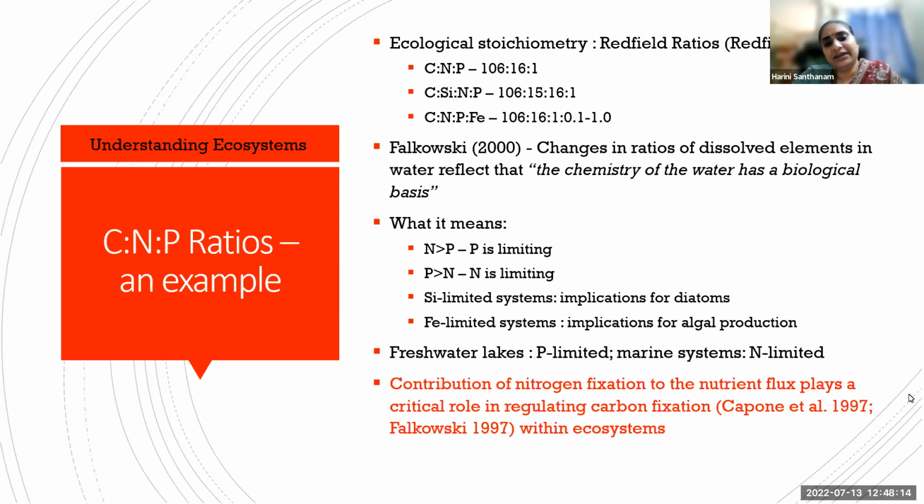So in 2000, Falkowski said the changes in the ratio of dissolved elements in water will reflect that the chemistry of water has a biological basis. This is a very, very interesting advancement, which also parallels our understanding of what an ecosystem is. What it means is that if nitrogen is greater than phosphorus, say in water, phosphorus becomes limiting. If phosphorus is greater than nitrogen in its elemental state, nitrogen becomes limiting. For silicon limited systems, the implications are highest for some biotic communities than the others.